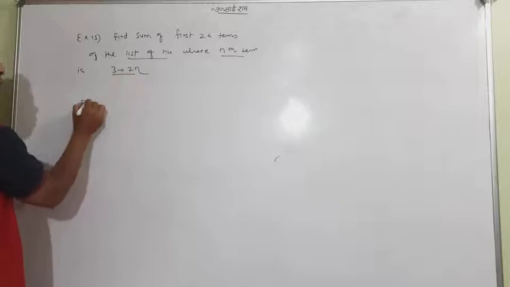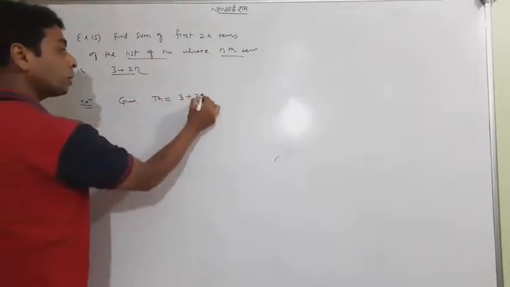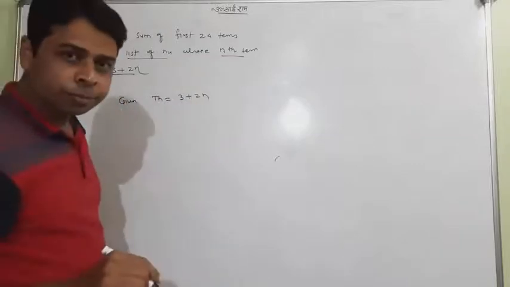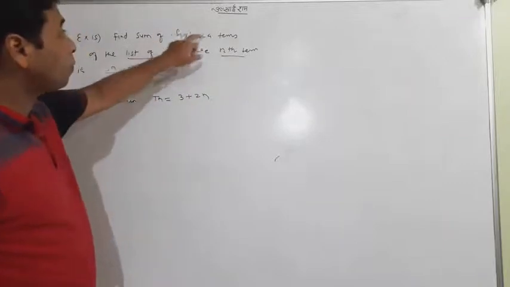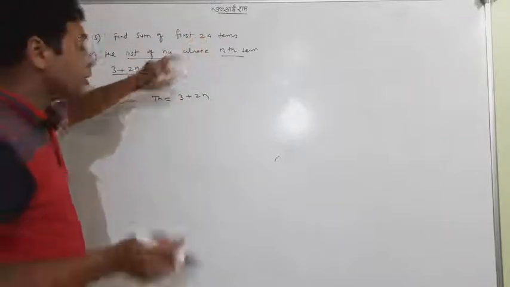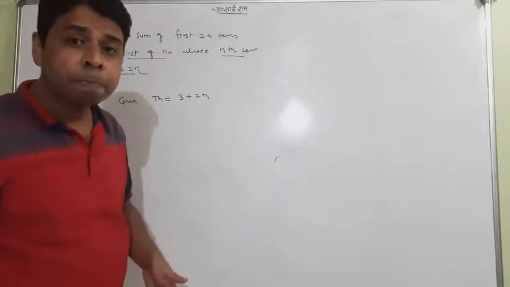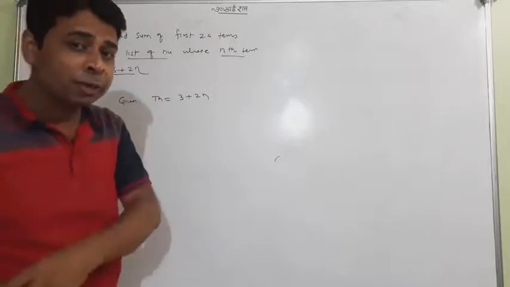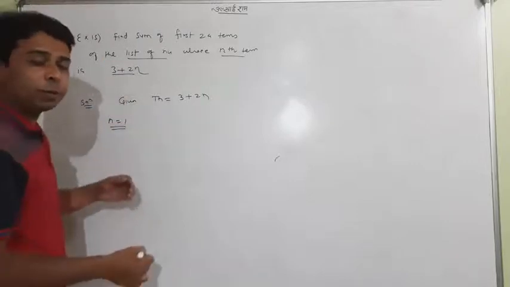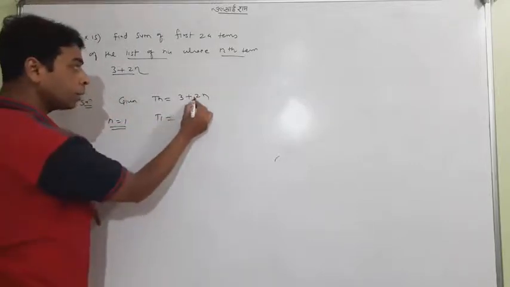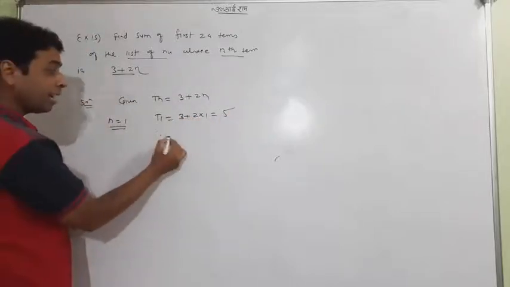So I tell you one thing, students, we are given Tn equal to 3 plus 2n, the nth term. And when the nth term of any AP is given, how can we find the sum of the first 24 terms? It's very easy. Whenever the nth term is given, you can create the AP by putting n equal to 1, 2, 3, 4, 5, 6. Any term you can find out. If you put n equal to 1, you will get the first term T1: 3 plus 2 into 1, meaning 5. And T1 meaning a.